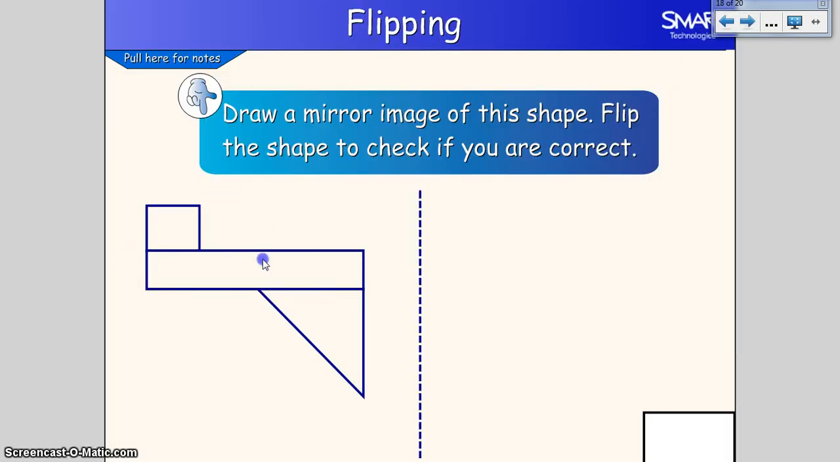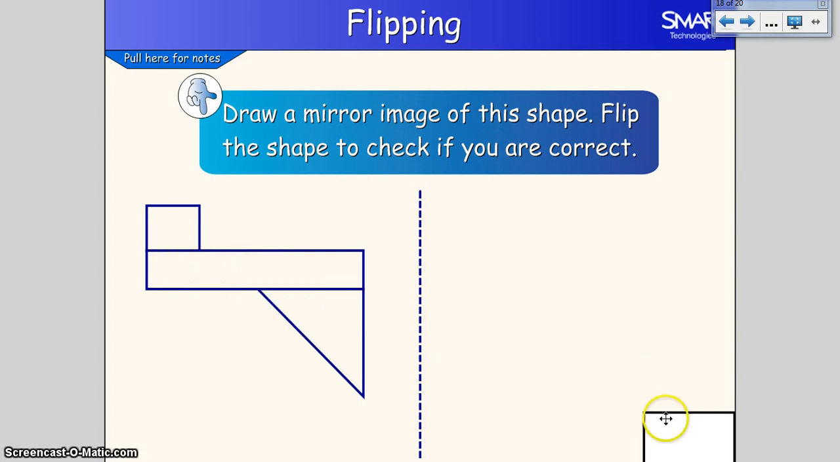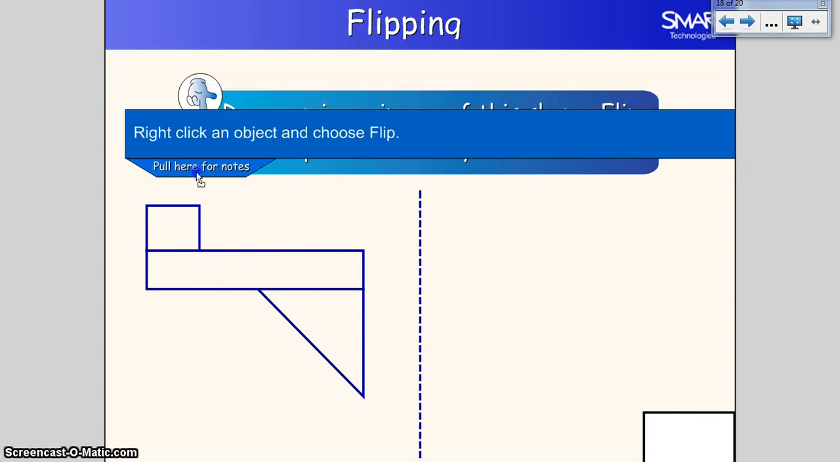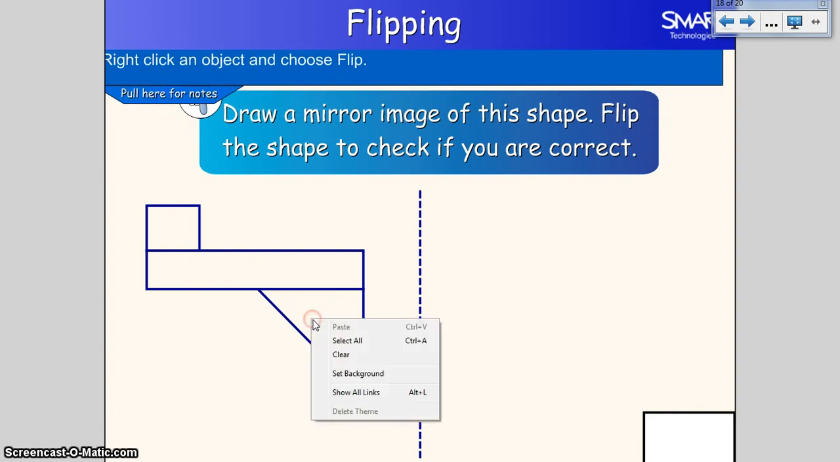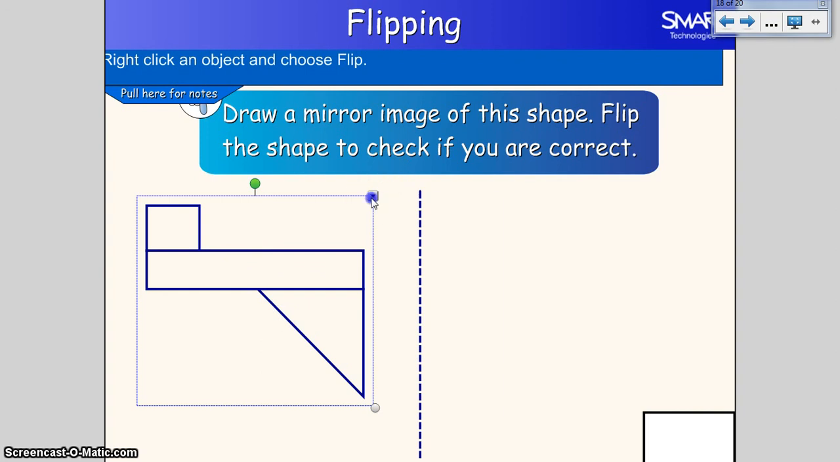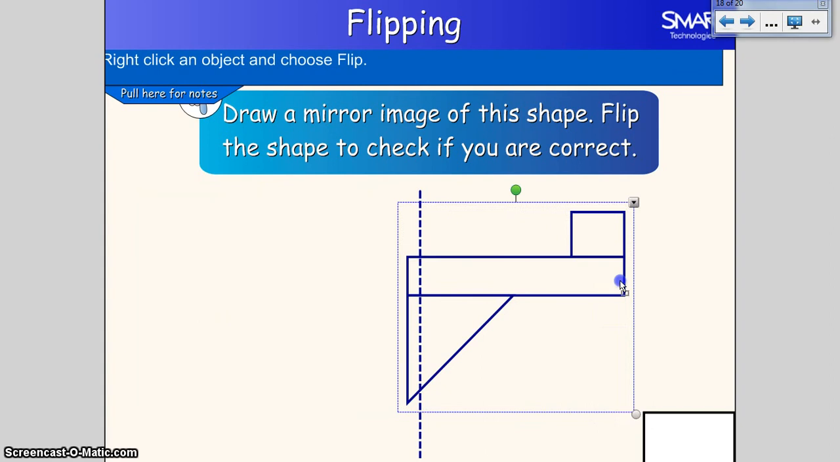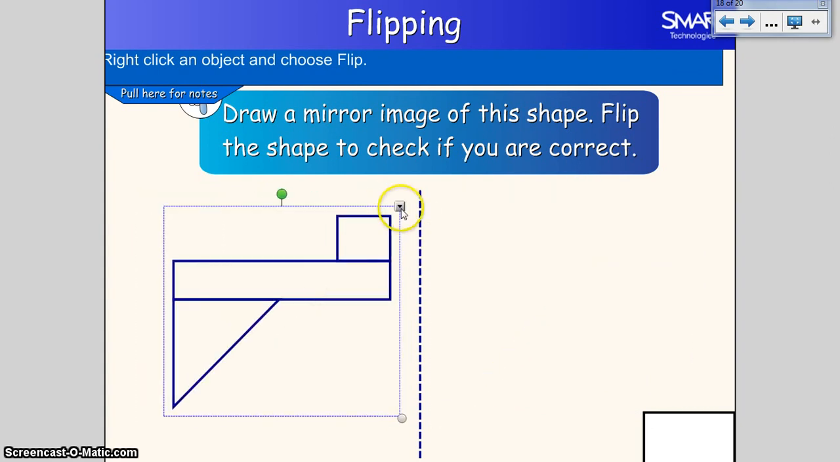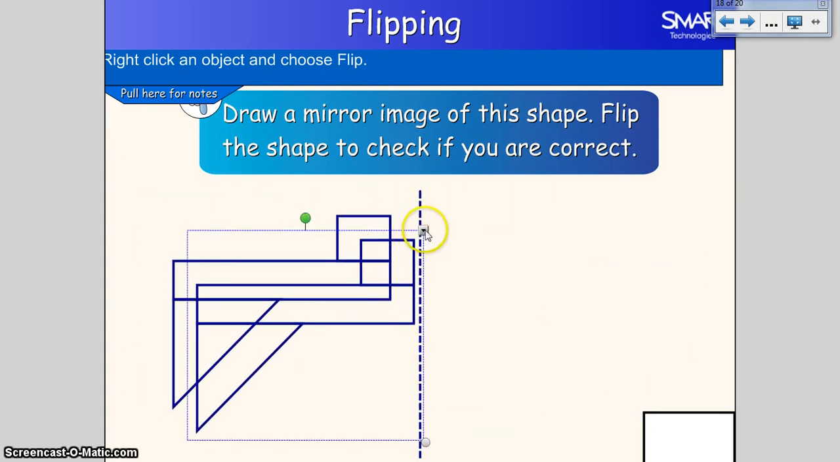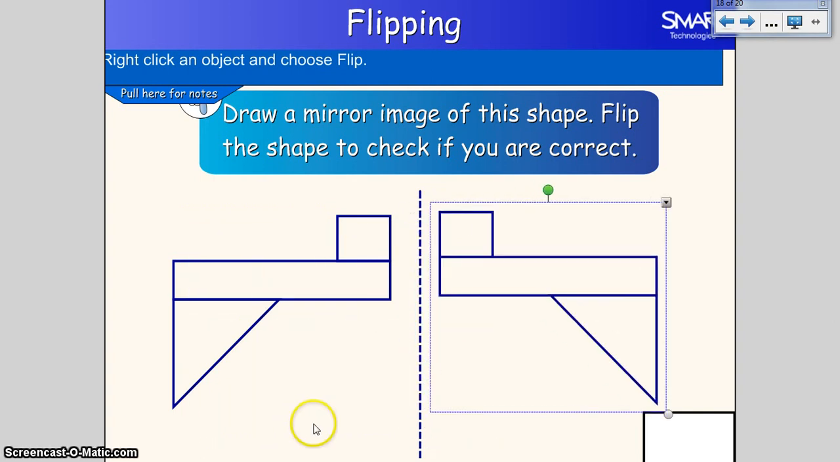You can do flipping. You can have them try to draw a mirror image of this. They come up and draw it and see, and then it says flip the shape to check. So you can right click an object and choose to flip. So if you click this one and you flipped it, and let's say I want to flip it left-right, then I could put it over here and see if they're right. Or you could clone it first and then flip it. That would probably be better. And then they can check.